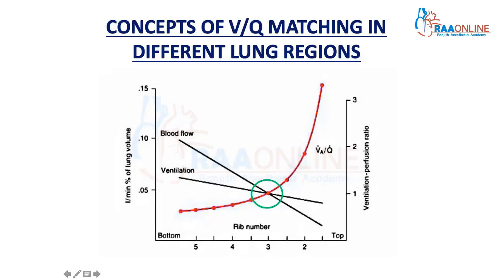I hope this is clear, because this deals with the physiology of ventilation and perfusion matching in the different lung regions. That is, it reaches unity at rib number 3. Downwards from rib number 3, the V/Q ratio becomes less than 1. And above rib number 3, that is ribs 2 and 1, the V/Q ratio becomes more than 1, and it reaches even up to 3 at the first rib.